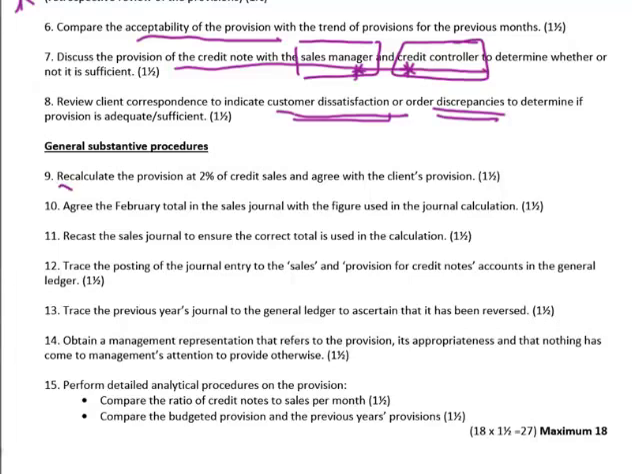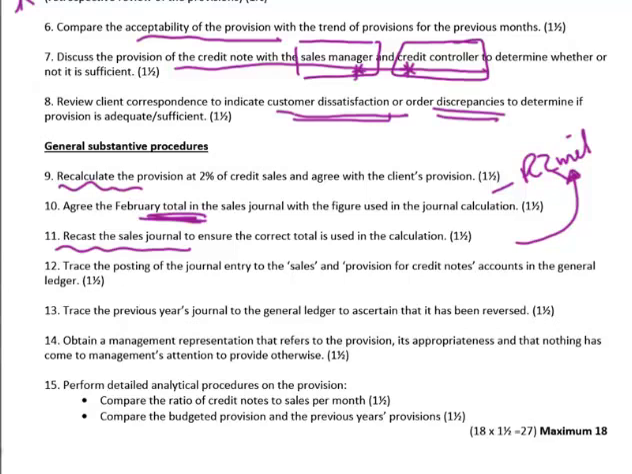Number 9, recalculate the provision at 2% of the credit sales and agree it with the client's provision. We can agree the February total in the sales journal with the figure used in the journal calculation. Now remember that was that 2 million rand in the journal. We need to make sure that the actual sales amount that they used is correct. And how do we know that? We can recast that sales journal and make sure it agrees to that 2 million rand, because that is the one they're using to do their calculation on. And if that is incorrect, then the provision is going to be incorrect.